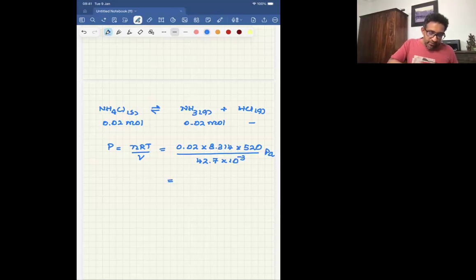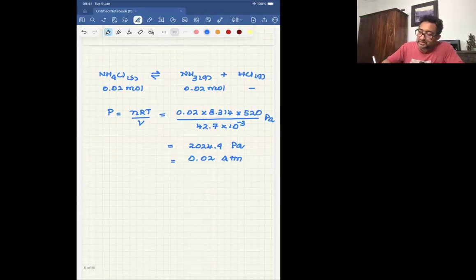0.02 times 8.314 times 520 divided by 42.7 times 10 to the power minus 3 is equal to 2024.9 Pascals. Since it is given in atm, let's work with atm. Divide by 1 times 10 to the power 5. So 0.02 atm.